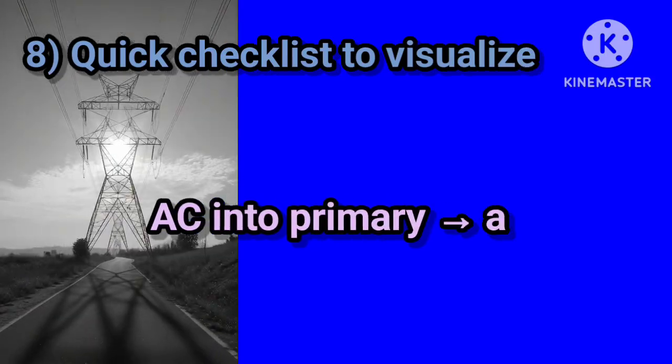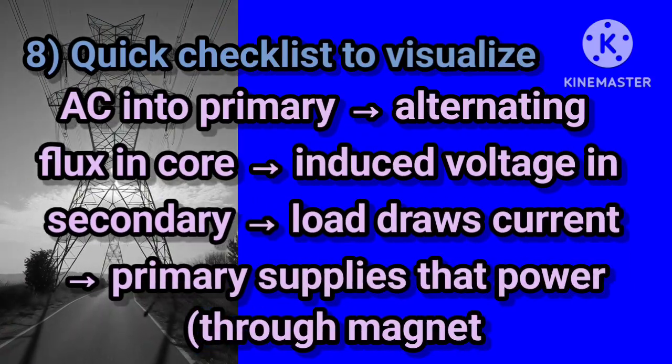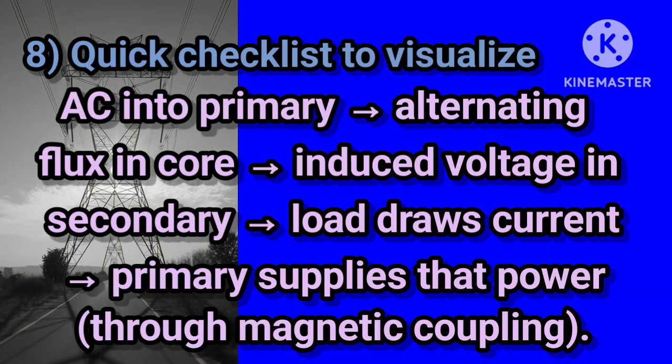8. Quick checklist to visualize. AC into primary, alternating flux in core, induced voltage in secondary, load draws current, primary supplies that power through magnetic coupling.